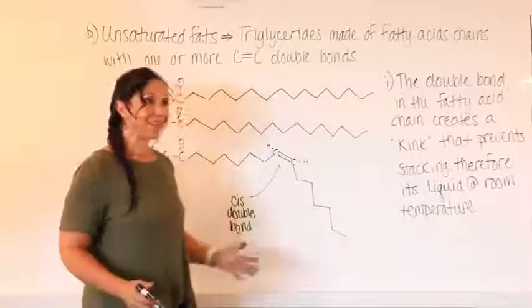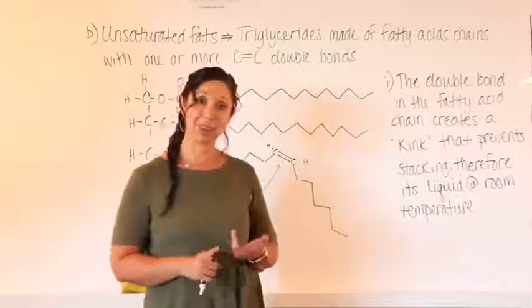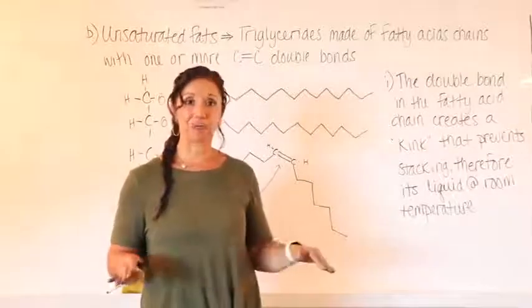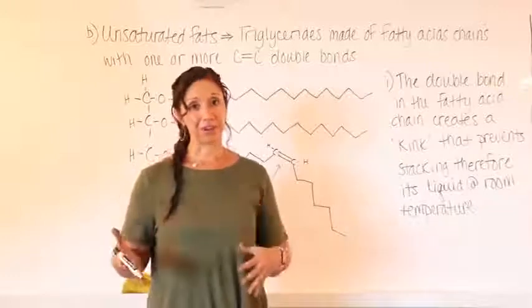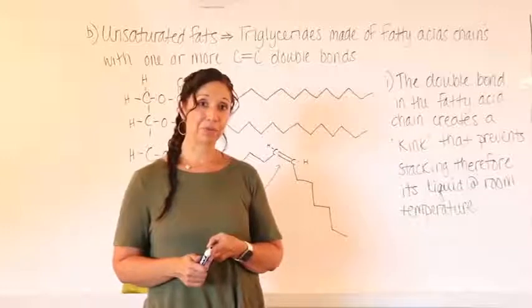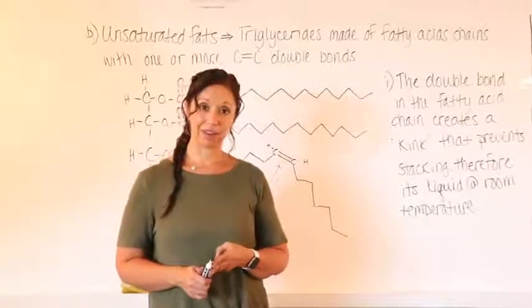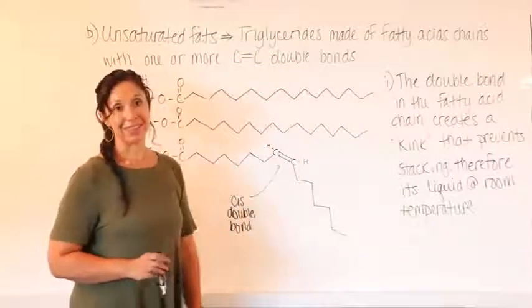So that's what you need to know for the different kinds of fats. We got saturated, we got unsaturated. The difference in the fatty acid chain makes all the difference in the structure and the function. So obviously saturated fats, animal-based fat, they could stack. They're solid at room temperature. Once you get to the plant-based fats, those are unsaturated fats, and they cannot stack at room temperature because that double bond creates a kink.